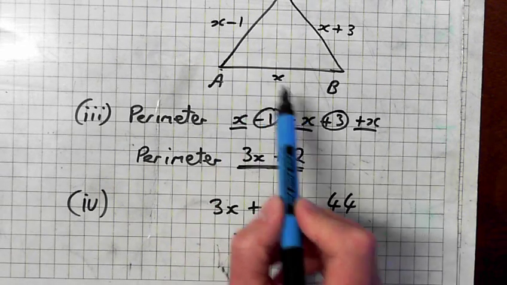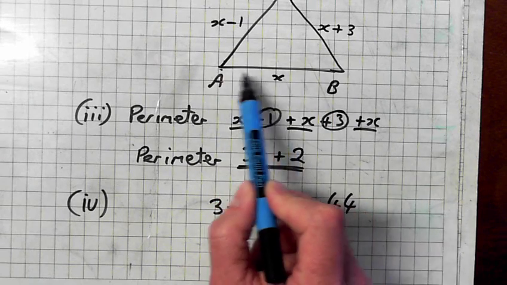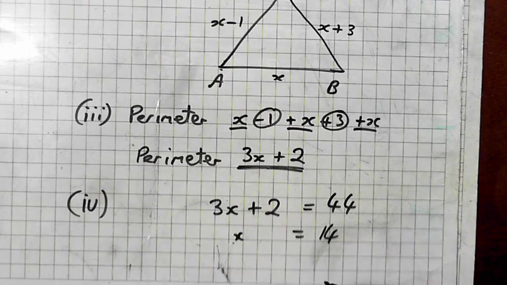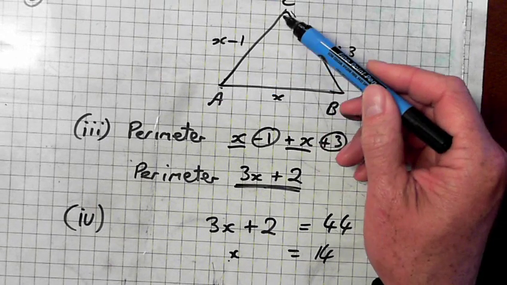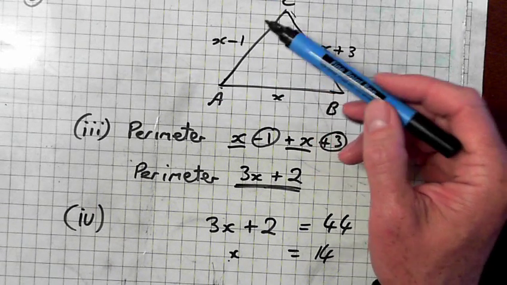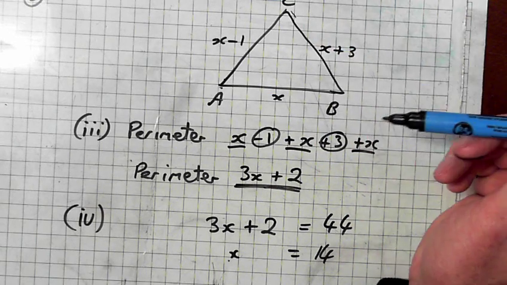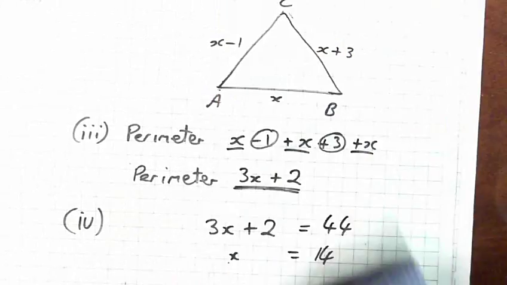Right, so if you look up here, x, that distance there is 14, isn't it? x is 14. Yeah? What's this distance? 14 minus 1, 13. This distance is 14 plus 3. 17. Okay, we'll go on to question 3.